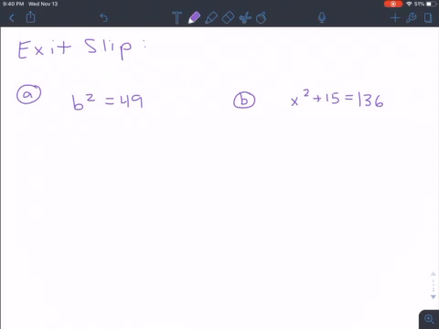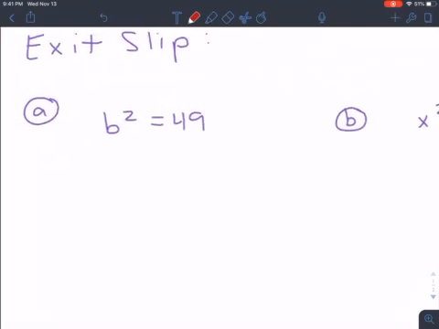Please write down the problems and then solve them and show me your answers. I would like you to try and do them all on your own, and then we will go over it just like bell work. So pause the video now, solve A and B, and then check them. Okay, so welcome back. We are going to be solving both of these, keeping in mind we have to use square roots because that was the whole point of the lesson.